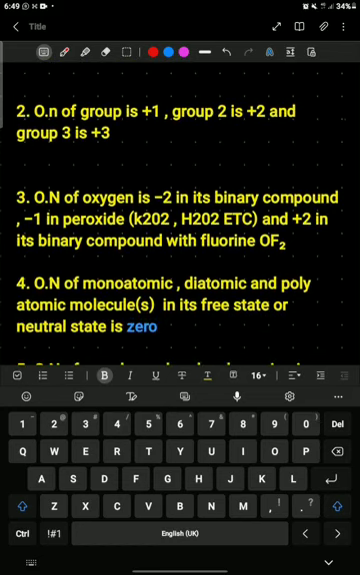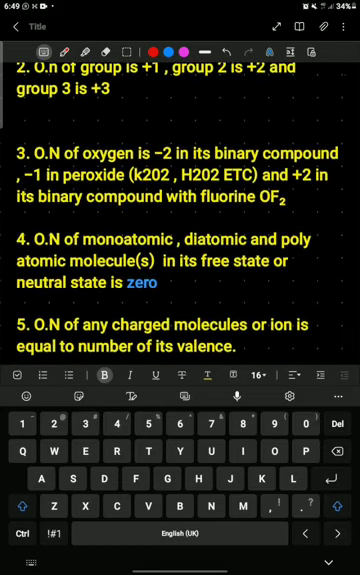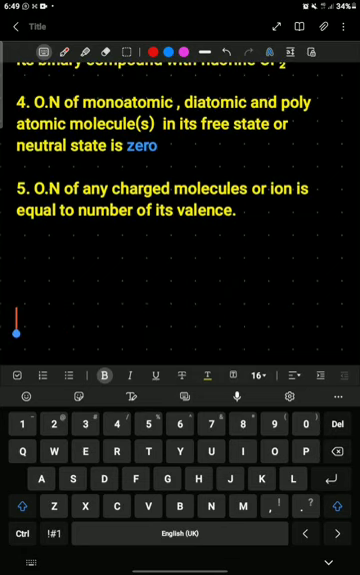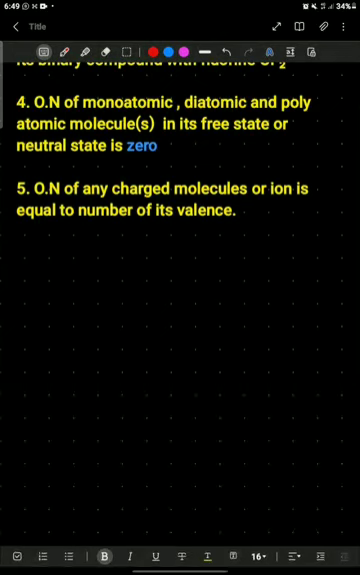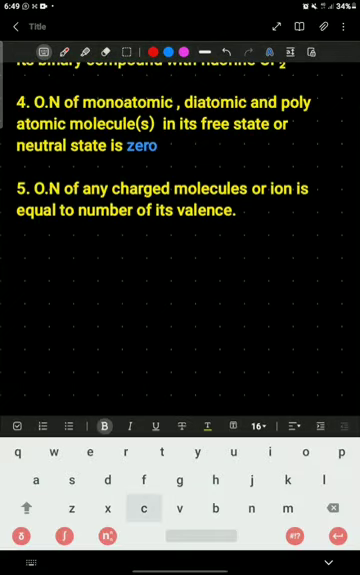Oxidation rules of oxygen, of group 1, group 2. The oxidation rule is this: a monoatomic, diatomic or polyatomic molecule in its free state or neutral state is equal to 0, and the oxidation number of any charged molecule or ion is equal to the number of its valence. So let's just look at random questions, then that will be all for today. So we move with class drills.